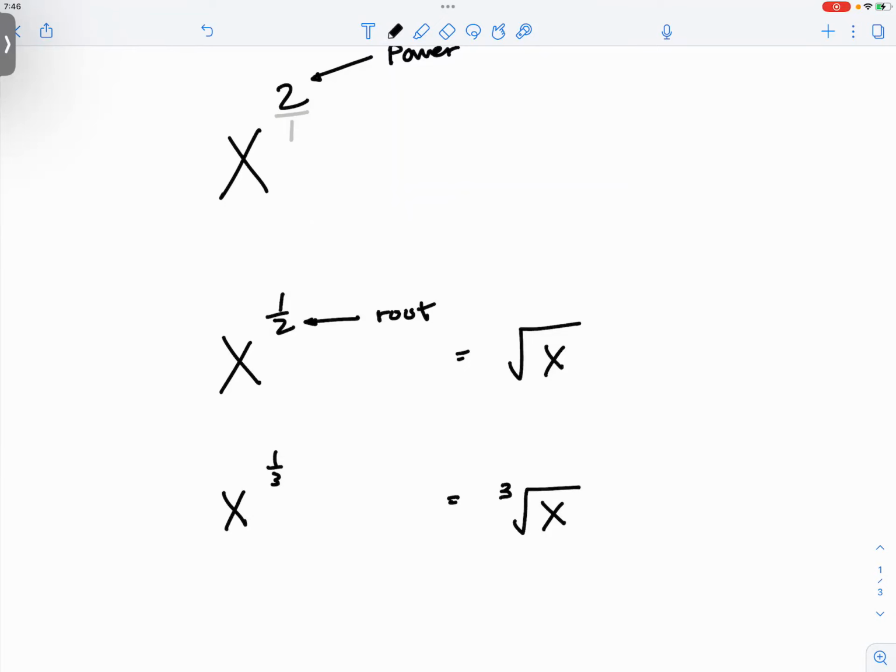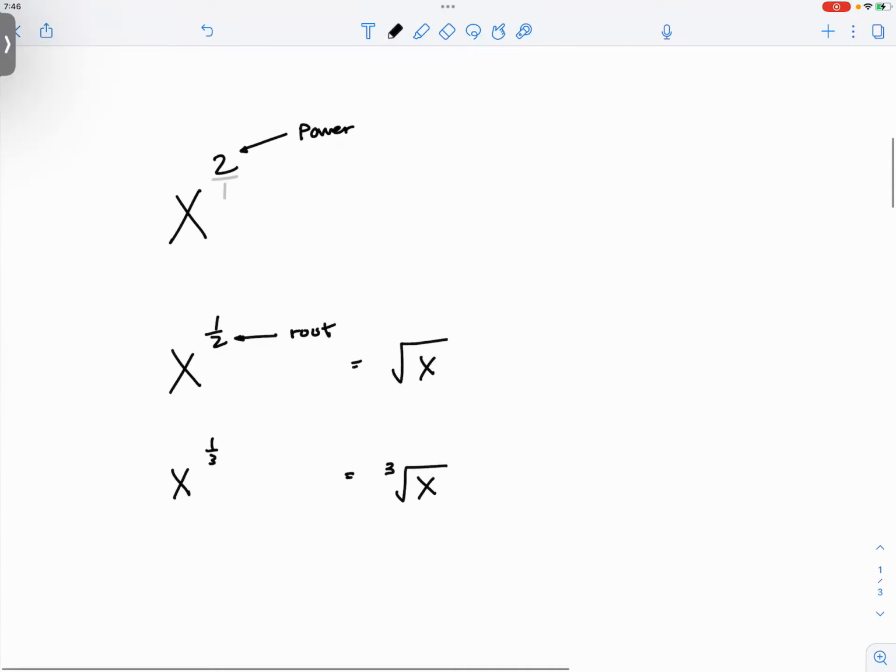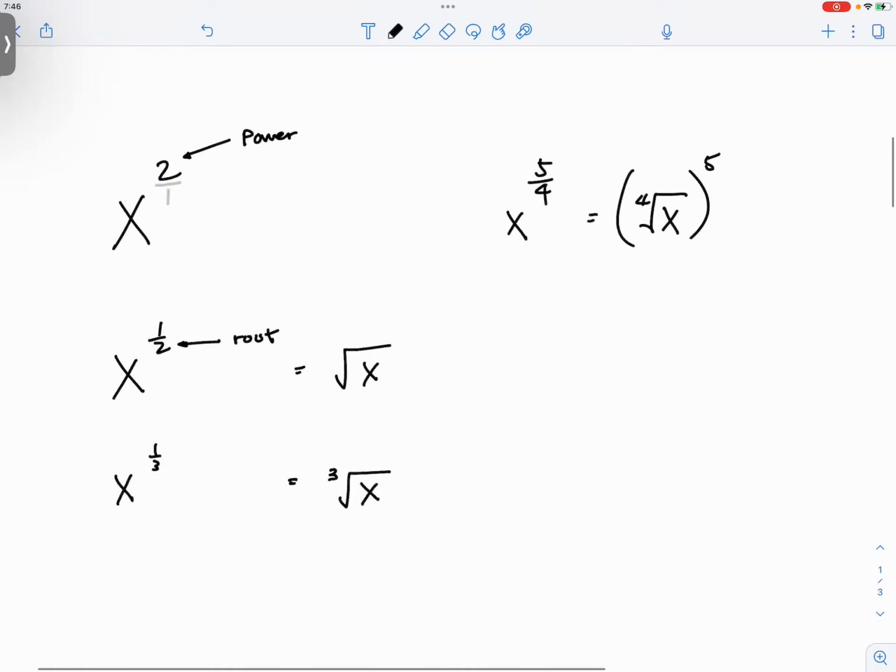Now, something that you're about to see is this. What if we have x to the 5/4 power? That would mean x to the, well, now that's actually what I want to say. I want to say 5th root first. No, I'm sorry, 4th root. My bad. 4th root, because the denominator is 4. And then the whole thing raised to the 5th power.